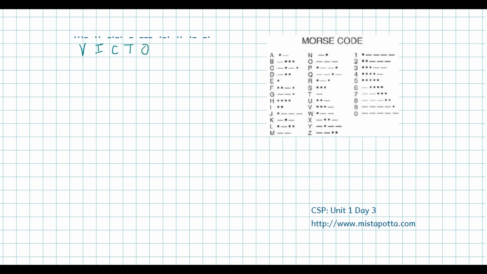Then I've got dot, dash, dot. That's going to be the letter R. Then I have dot, dot, and that's going to be the letter I. Then I have dot, dash, which is A. And then I have dash, dot, which is N. And so this actually spells out the word Victorian.